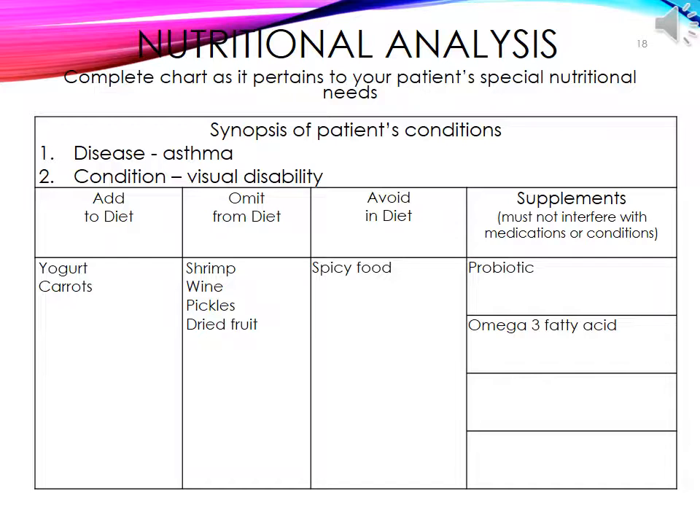Special nutritional needs for Mike Sullivan due to asthma and visual disability are as follows. Patient needs to add yogurt and carrots to their diet, omit from their diet shrimp, wine, pickles, and dried food, and avoid spicy food. Patient should supplement with a probiotic as well as omega-3 fatty acid.